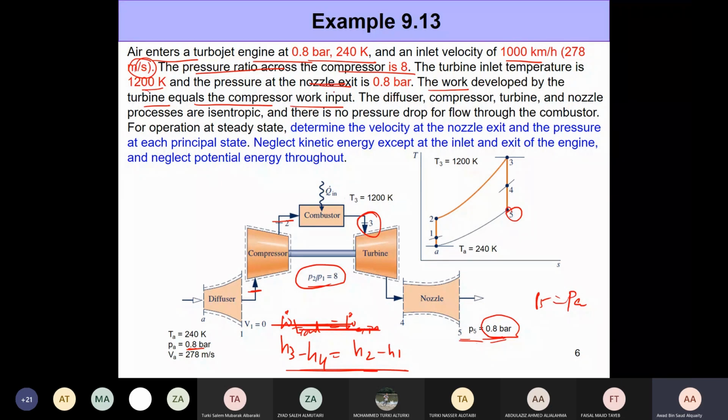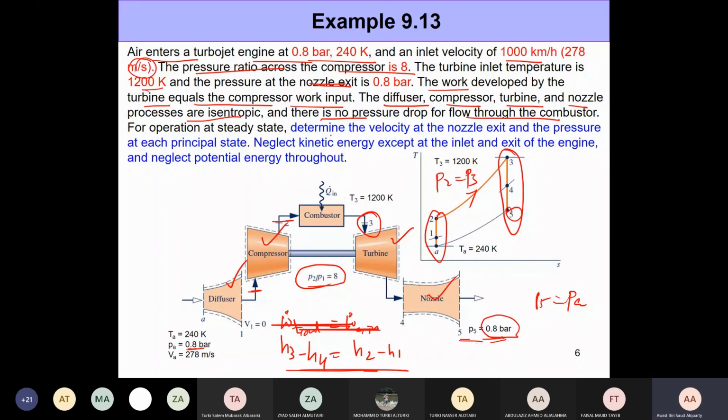Now, we have also been told that the diffuser, compressor, turbine, and nozzle, which are all these processes right here, are all isentropic, as we see in the TS diagram as well. And there's no pressure drop for flow through the combustor. So 2 to 3 is a constant pressure process, and P2 is equal to P3.